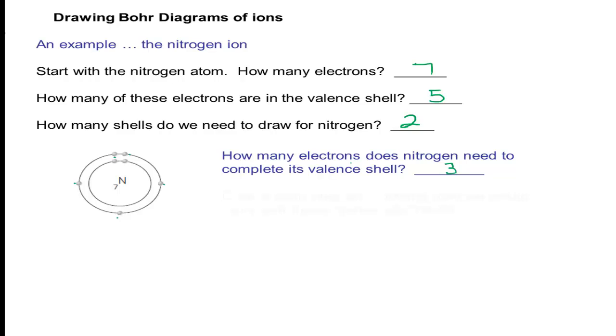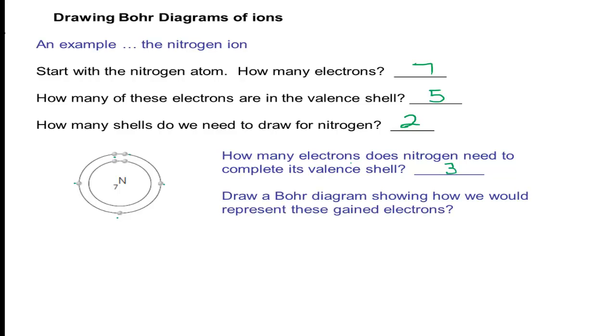So you would have to be able to draw a Bohr diagram showing how you would represent these 3 gained electrons. And again, they're all going to be ions, so you're going to have square brackets around them. And you have to find something that basically is going to donate those 3 electrons. For me, it would be something like aluminum.